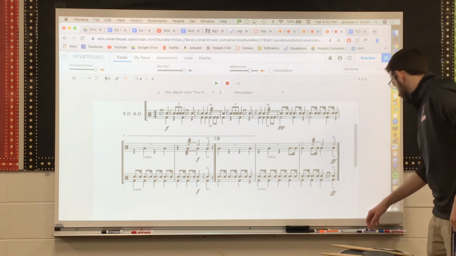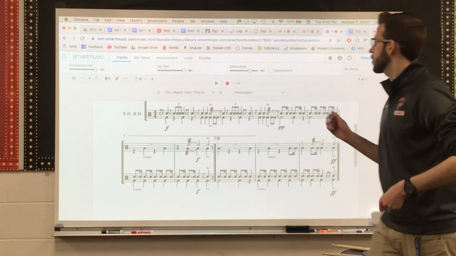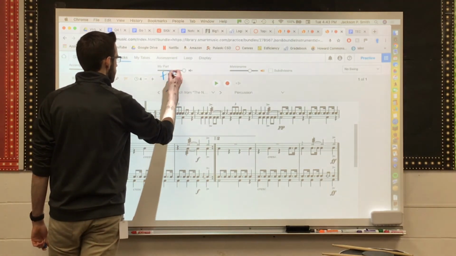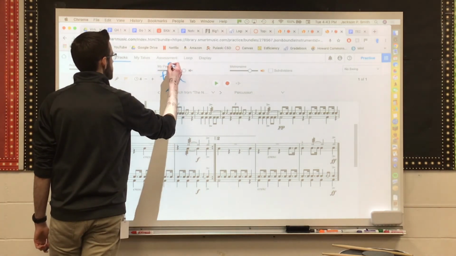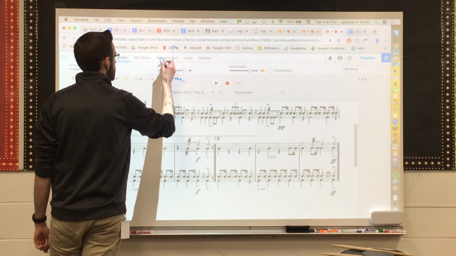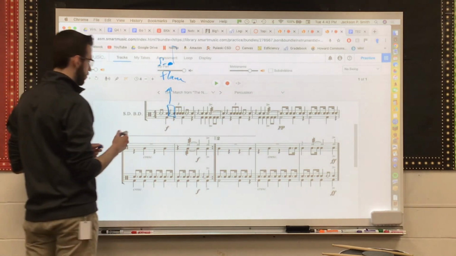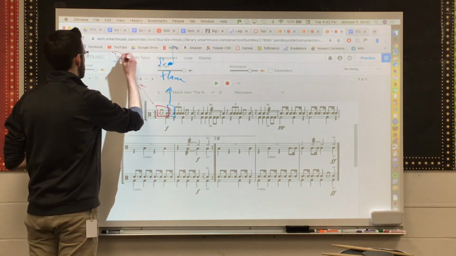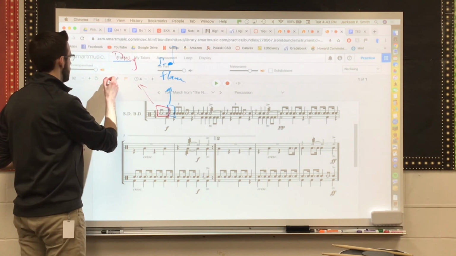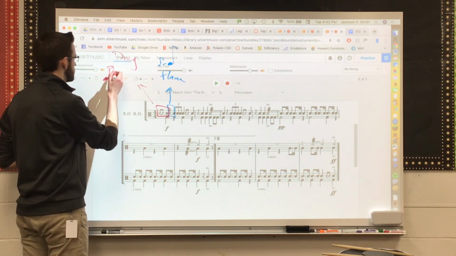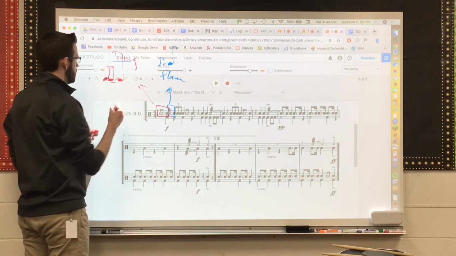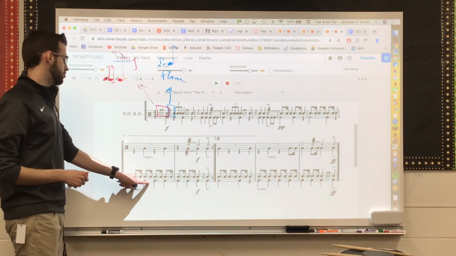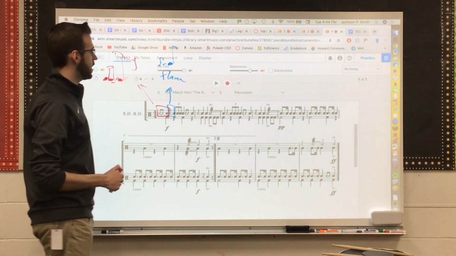So let's take a look at some of this stuff. Here we've got our flams again. Here's a flam, which is the little note, almost looks like a grace note. Here we've got a drag to start. Our two 16th notes. And let's see, we've got our 1, a 2, a 3, a 4 rhythm, dotted eighth, 16th.